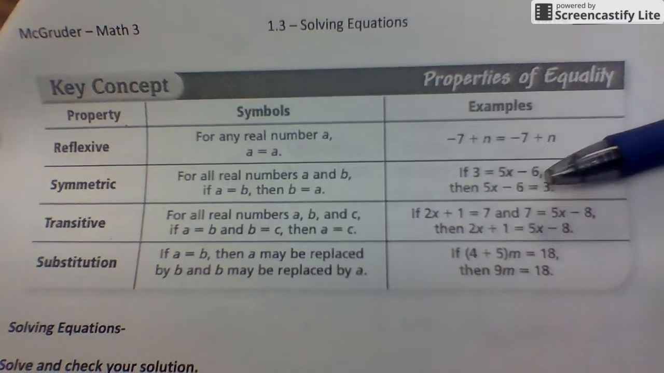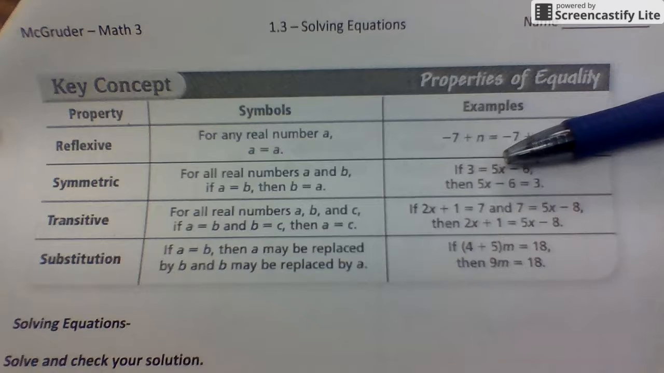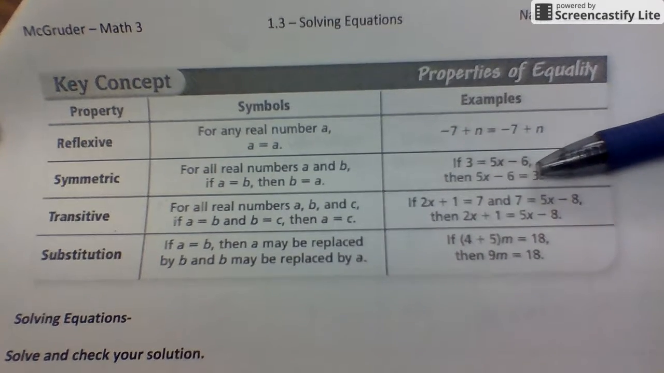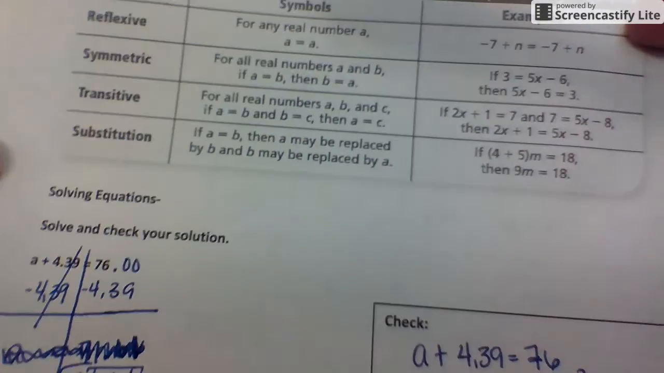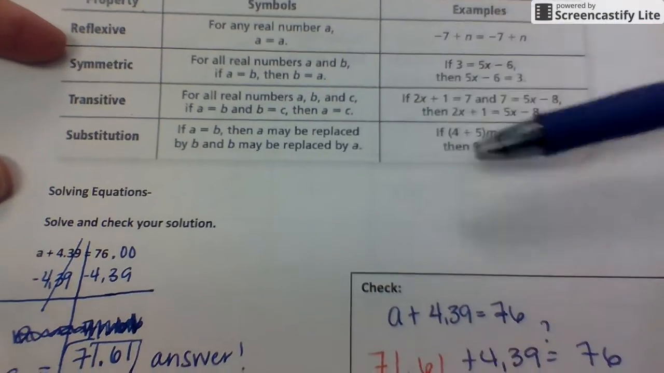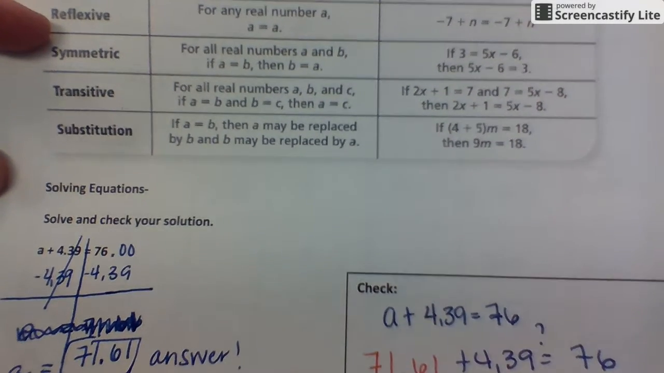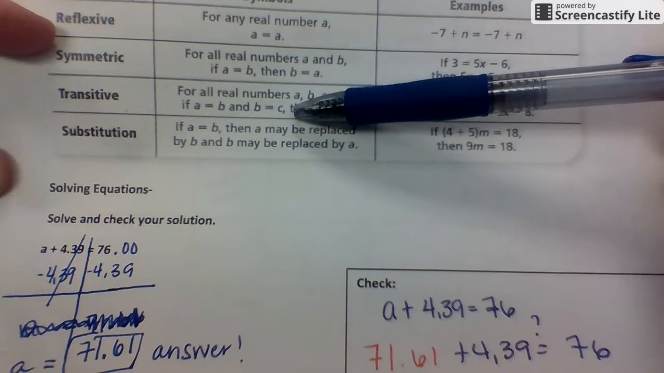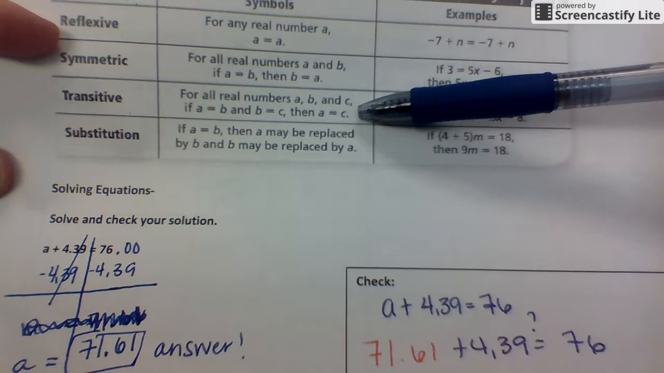It's that you can write those equations in opposite directions. So over here you have 3 equals 5x minus 6. You could flip that around and do 5x minus 6 equals 3. That's the symmetric property. Okay. Transitive property usually requires 3 or more things, and they link themselves together. Okay. So if A equals B and B equals C, then A has to equal C, right?